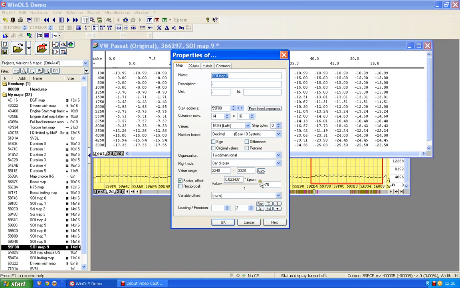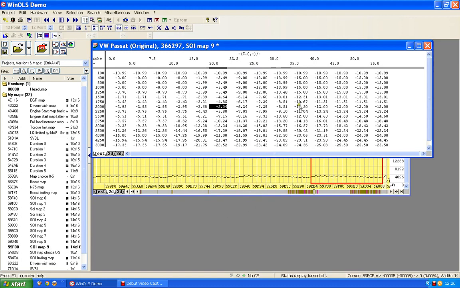0.023437, and then I used an offset of minus 78, and the minus 78 was to allow me to view these figures as after top dead center figures, and because they occur before top dead center they read as minus. In other words, 0 would be 0 top dead center, 1 would be 1 degree after top dead center, so minus 1 would be 1 degree before top dead center.